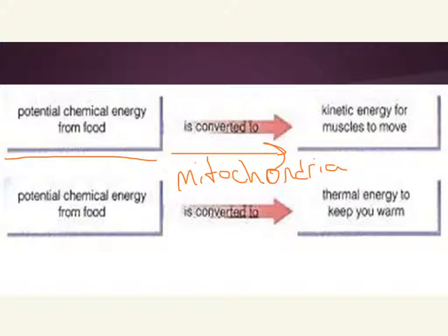Now another thing we can see here is the potential chemical energy stored in food is also converted to thermal energy to keep us warm. And now without the potential energy within that food and without being converted in our body, we'd freeze to death, we'd be cold. It helps keep our muscles warm, it helps keep our bodies warm.